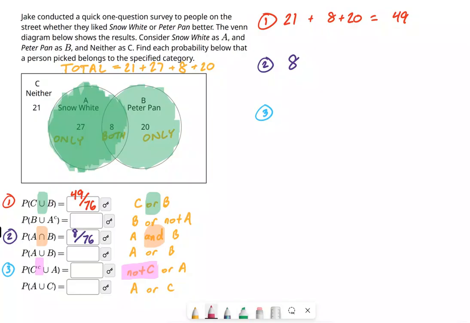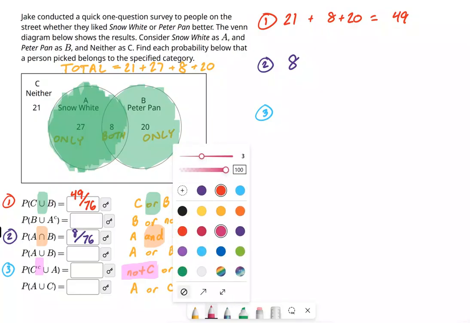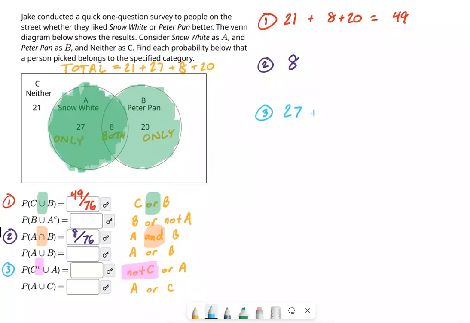Well, it's everything that you see, which is going to be 27 plus 8 plus 20. Notice I'm not counting just the dark green area because this is not an and problem. This is an or. Either one of these is just fine. So that looks like 55. As a probability then, this would be 55 over 76.